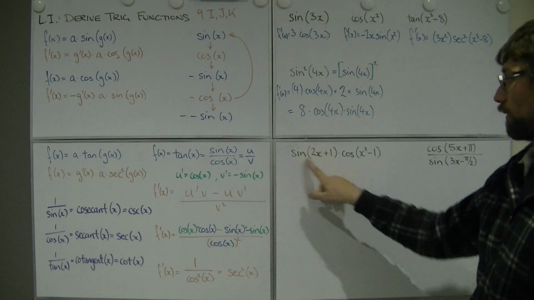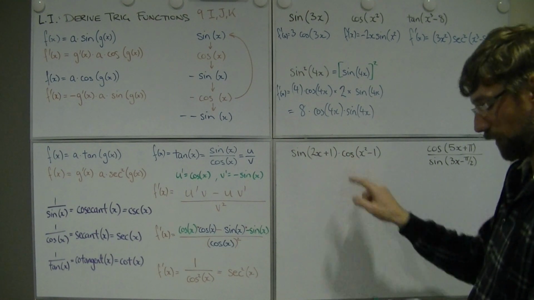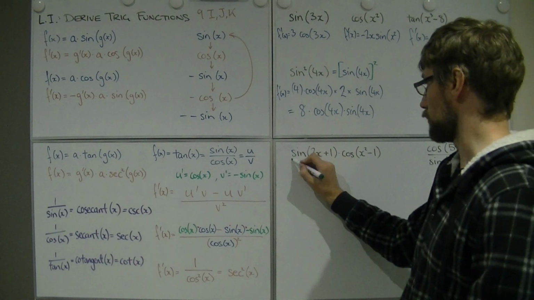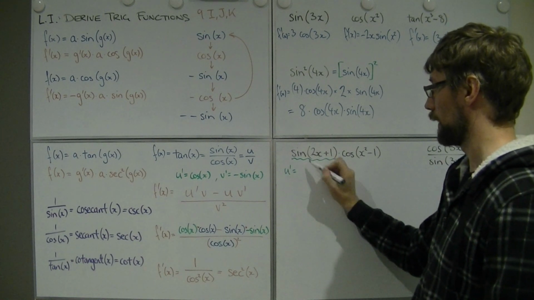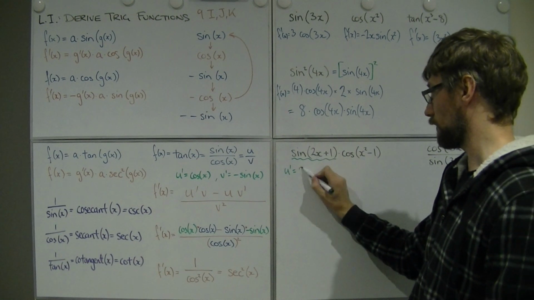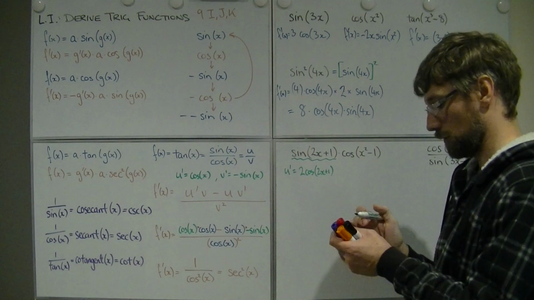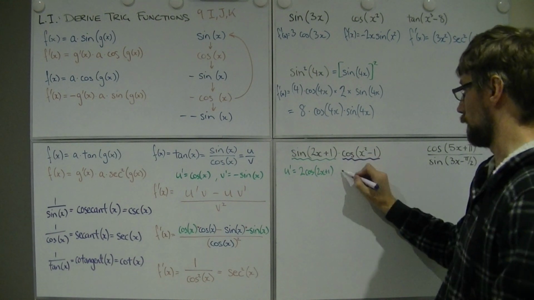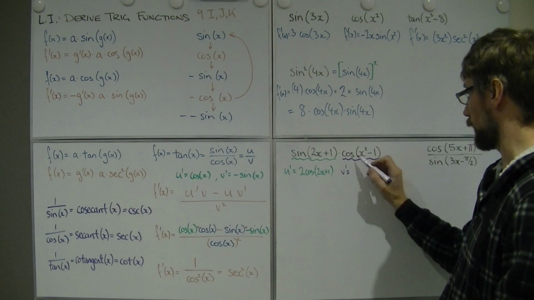Product rule here, because I've got a function multiplied by a function, and I've also got chain rules operating at the same time. So, whenever you've got that many things going on at once, usually a good idea to write out some stuff. Here's my u prime. So here's u, this is going to be u prime. Derivative of the inside, 2, derivative of the outside, cos, original inside.